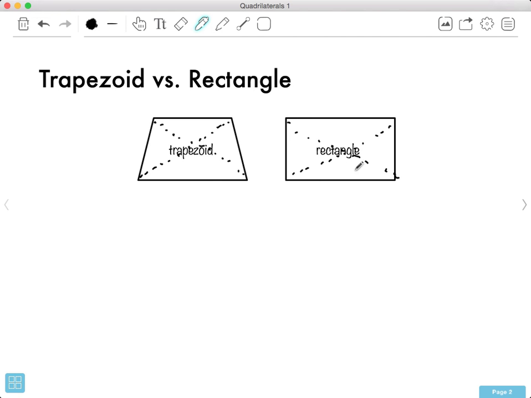However, neither one of them would have diagonals that meet at 90 degrees. A difference between trapezoids and rectangles is that a rectangle has 2 sets of parallel sides. The sides are parallel, top and bottom are parallel, whereas the trapezoid only has 1 set of parallel sides. Another difference is that the rectangle has corners that all meet at 90 degrees, and the trapezoid does not.